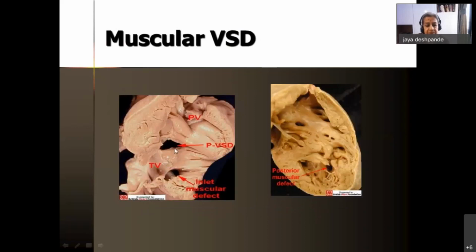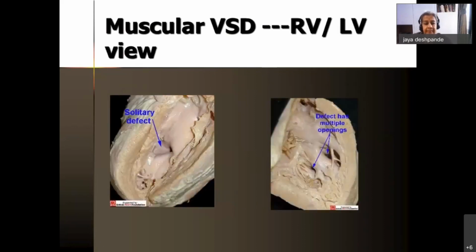Here, this is the right ventricle. This is an inlet muscular defect. This is the pulmonary valve, so this is again very close to the outlet septum. This is in the apical part of the right ventricle, and sometimes you will see multiple small openings, sieve-like. This is known as a Swiss cheese type of muscular VSD.